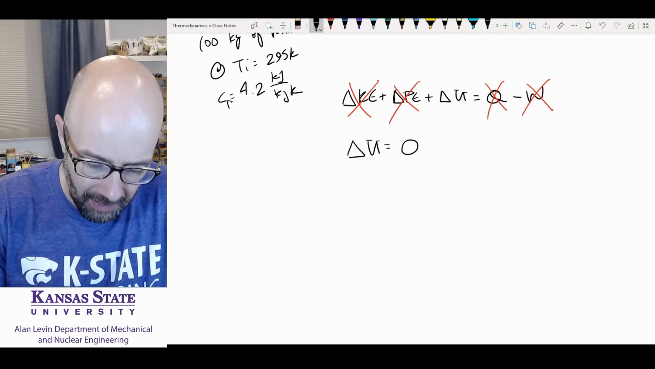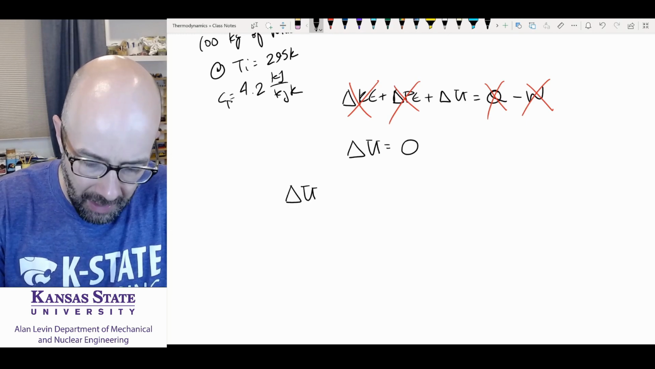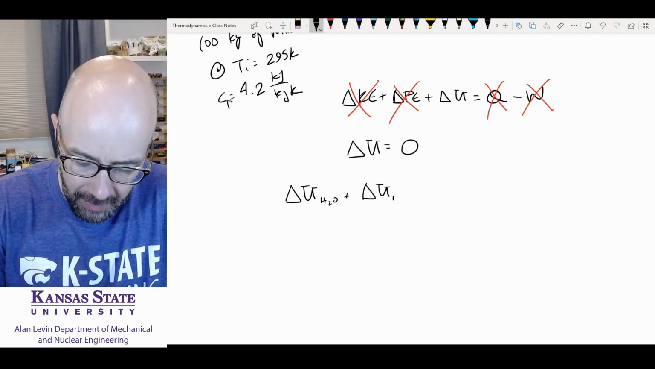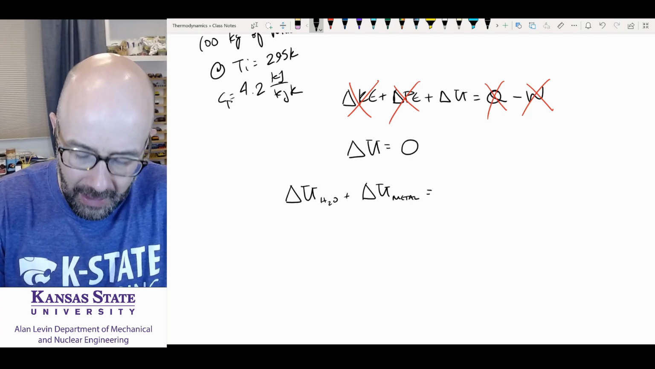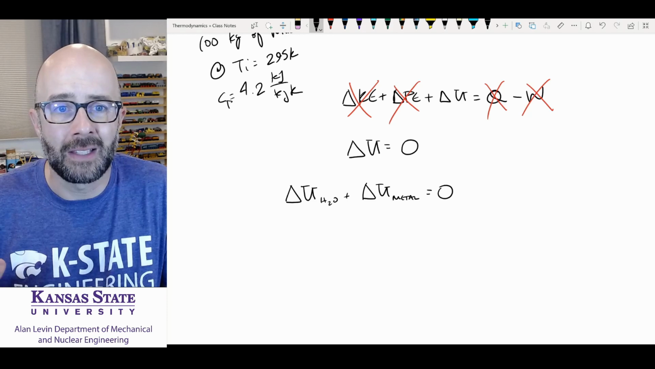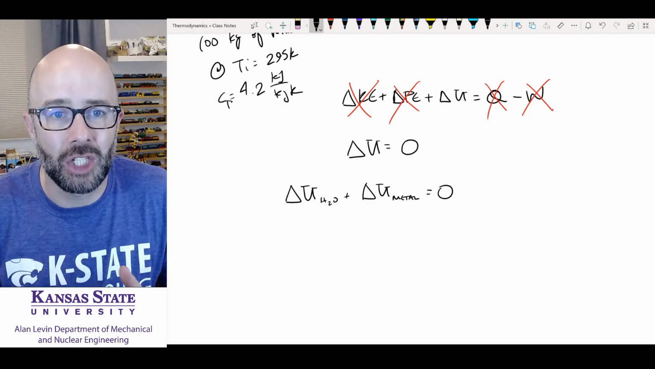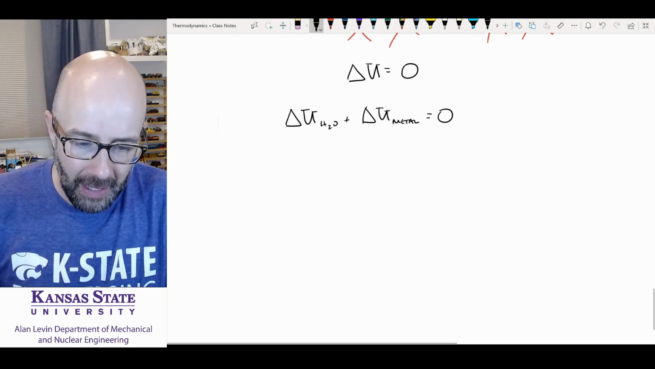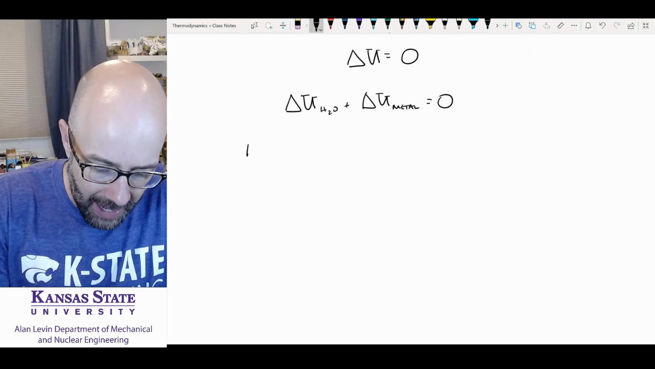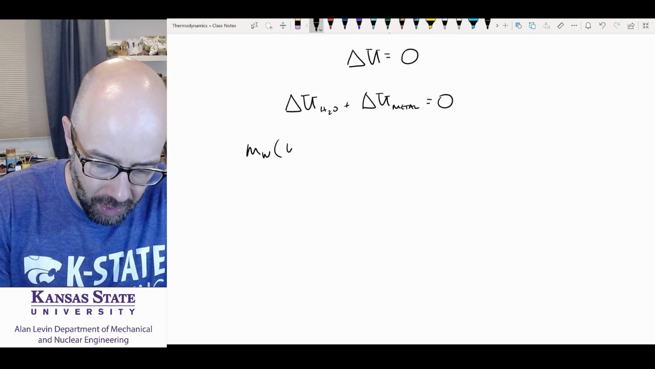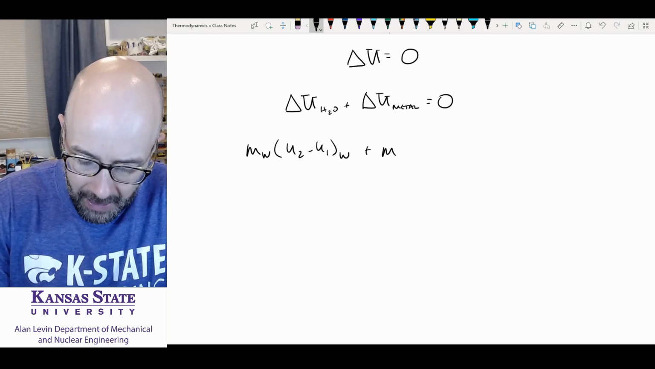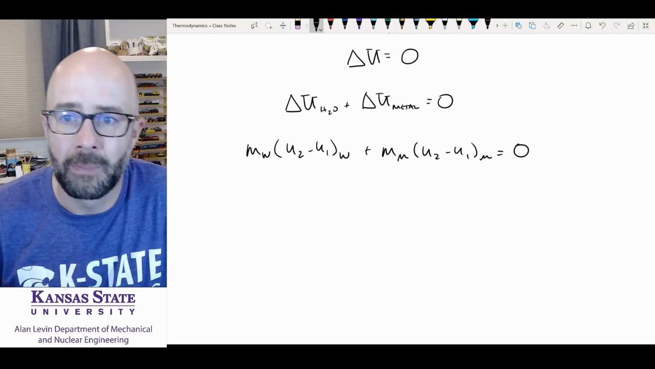Okay, so we're going to have the change in internal energy of my water plus the change in internal energy of my metal, because we can't just look at one thing. We have to look at both things. They both have a different internal energy change, so we have to look at them separately. So the summation of all the internal energies is going to be mass of the water times u2 minus u1 of the water plus mass of the metal times u2 minus u1 of the metal is equal to 0.